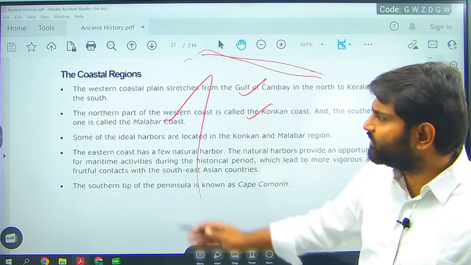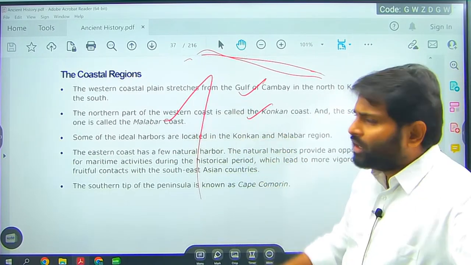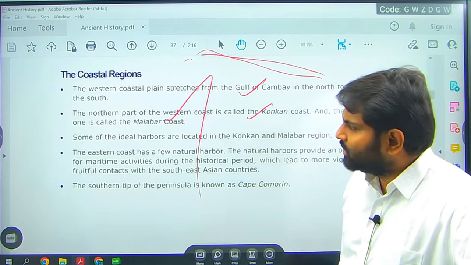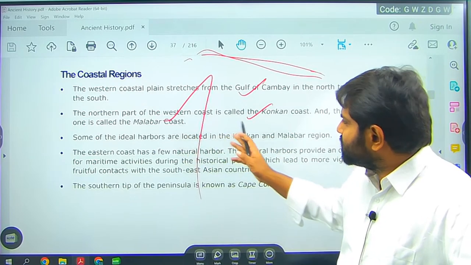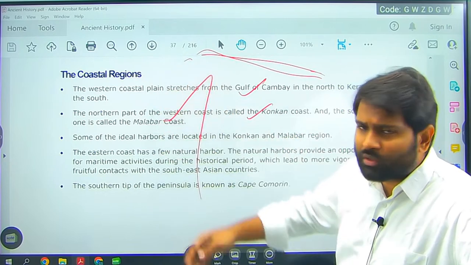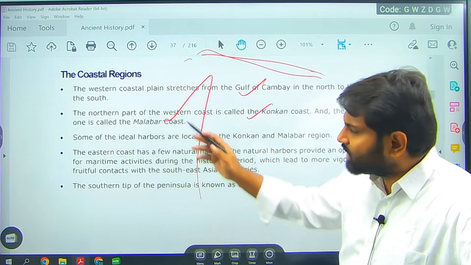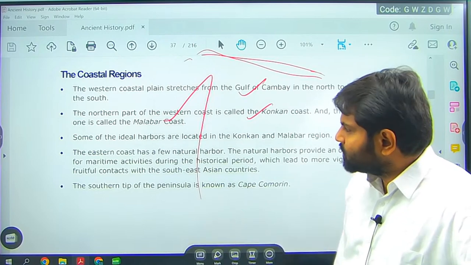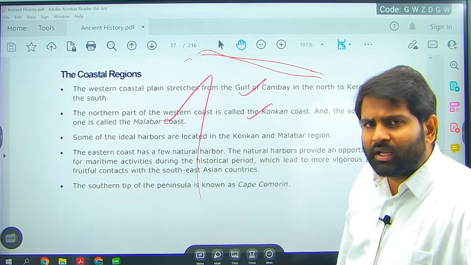The west coastal region stretches from the Gulf of Cambay in the north to Kerala in the south. The northwestern coast is also called the Konkan coast, and the southern coast is called the Malabar coast. The first one is the Konkan coast, where Goa is, and Konkani is spoken. The second one is Malabar, the Kerala coast, so Mangalore and Kerala. Some of the ideal harbors are located in this particular region.